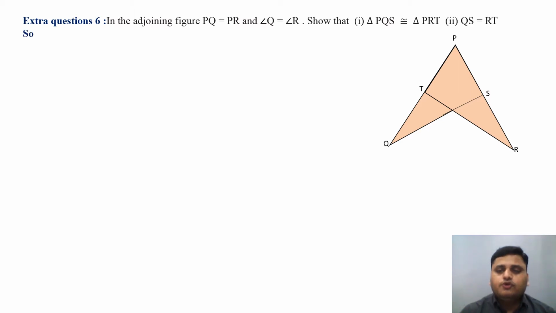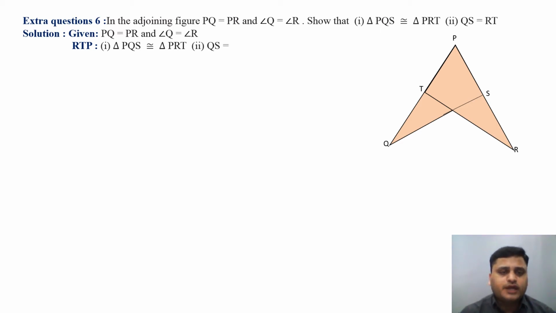We need to show, first, that triangle PQS is congruent to triangle PRT, and second, that QS is equal to RT. Two things we need to show. Let's start the solution. First of all, we will write given: PQ is equal to PR and angle Q is equal to angle R. Now, RTP, what we have to prove: triangle PQS is congruent to triangle PRT, and second, QS is equal to RT.